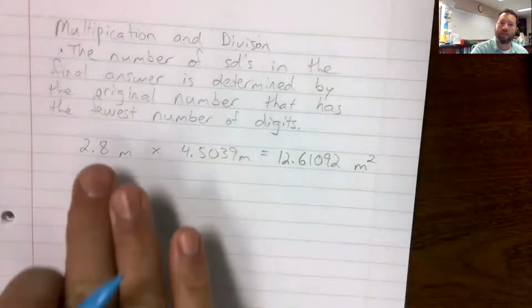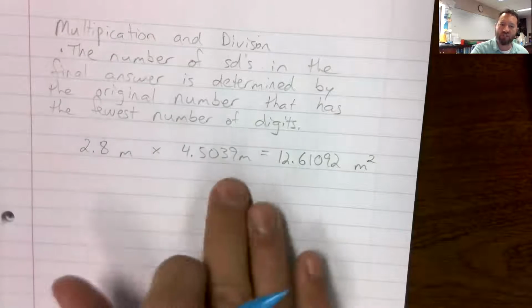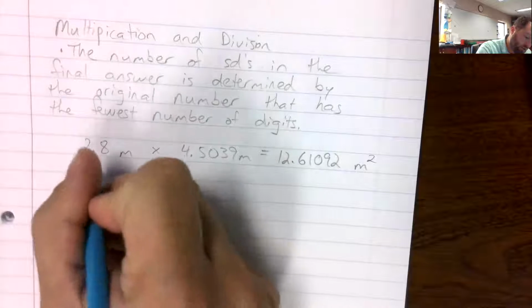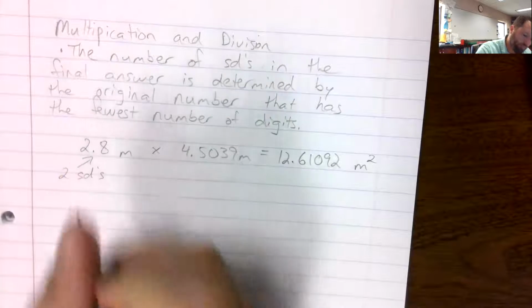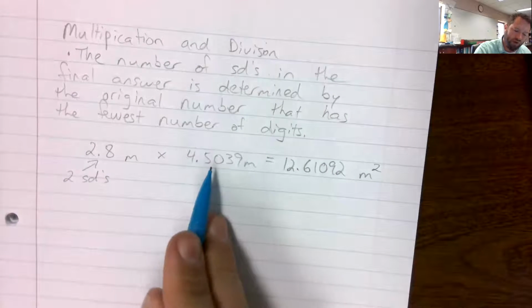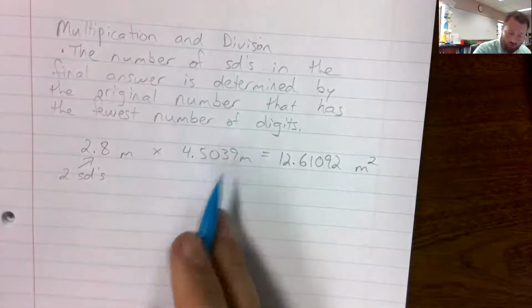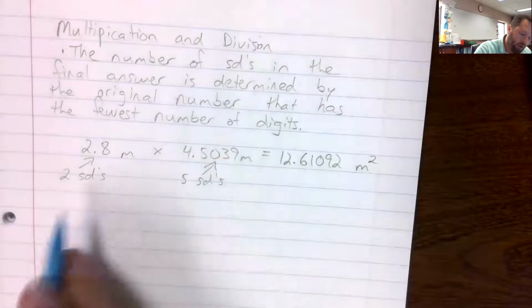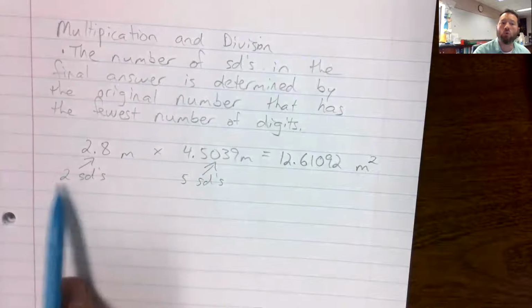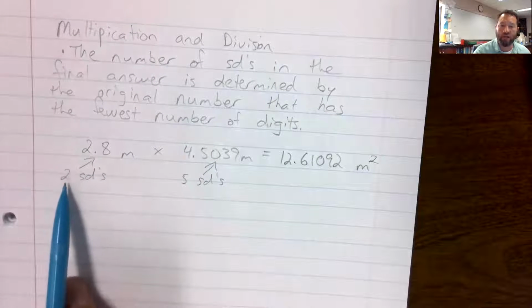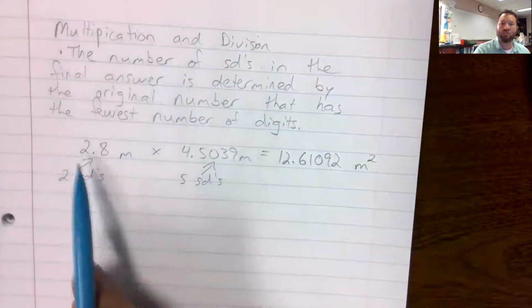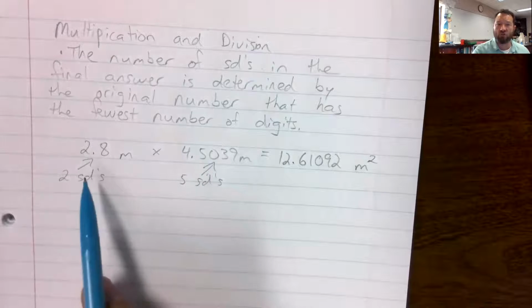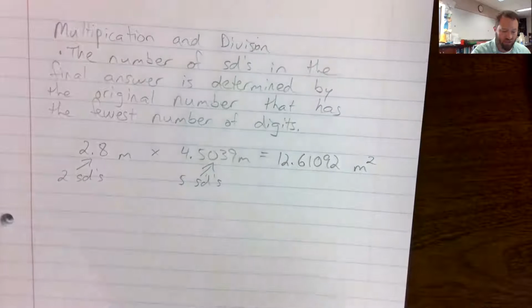So next, I want to count the total number of significant digits in each of these values. This one has a 2 and an 8. That's 2 significant digits. This one has the 4, the 5, the 0 is sandwiched, so it counts, the 3 and the 9. That's 5 significant digits. We're going to be limited to 2 significant digits in our answer because this value is a smaller value than the 5 significant digits here. So our final answer should only have 2 significant digits.